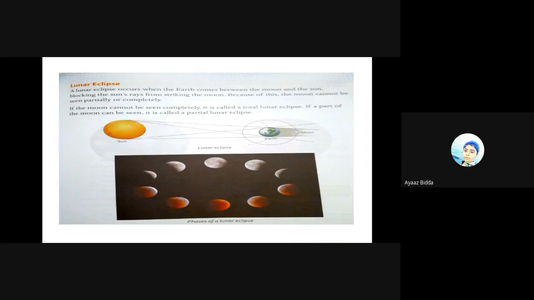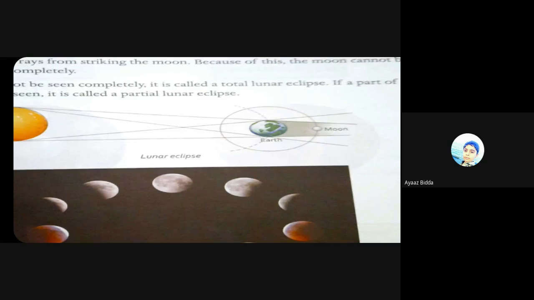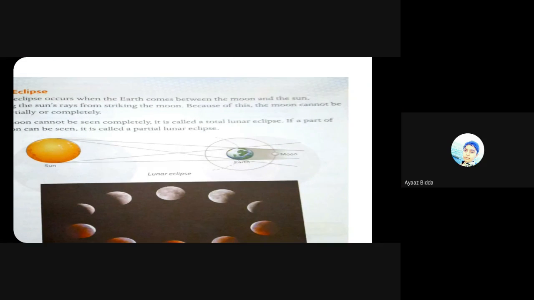But if we talk about lunar eclipse, it always takes place on the full moon. Whenever there is a full moon, a lunar eclipse takes place on that day. If it takes place on the new moon day, we are not able to see it. Anyway, we are not able to see the moon then. But it always takes place on the full moon.